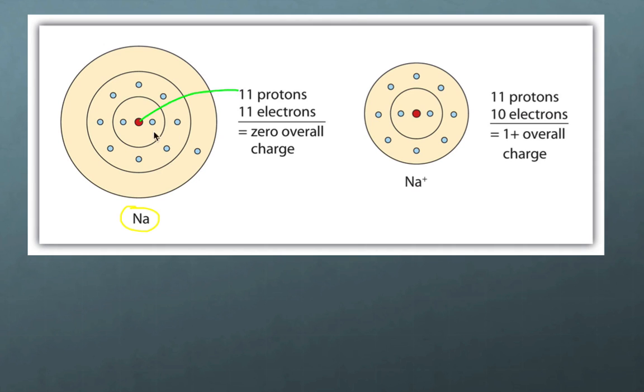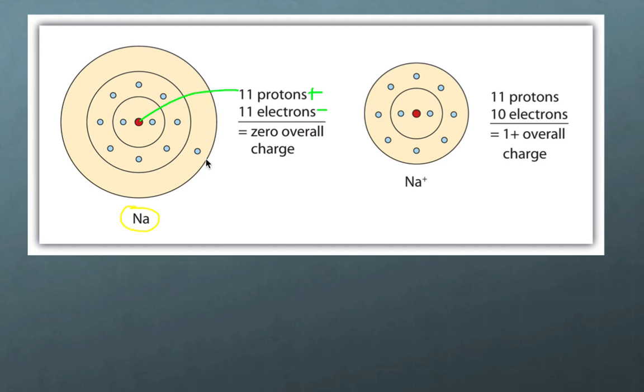It also has 11 electrons. You can count them if you like: 1, 2, 3, 4, 5, 6, 7, 8, 9, 10, and 11. You'll notice that it has a 0 overall charge because 11 protons and 11 electrons will cancel each other out.